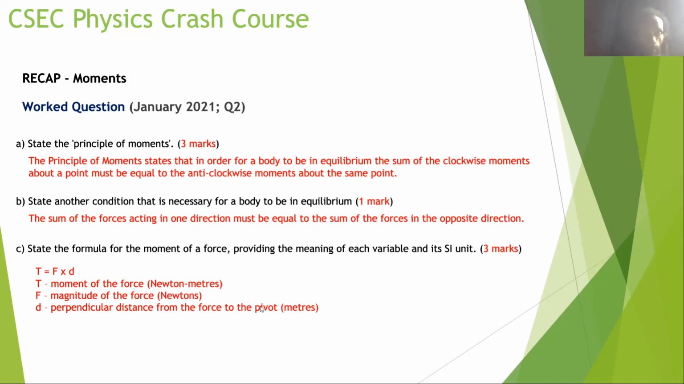And for the formula, we have T for moments, F for force, of course, and d for distance. Please note the case that is used: uppercase T for moment and uppercase F for force. Distance is lowercase d. So this is the formula, and then we have the meaning of each symbol, with the SI unit in brackets. The SI unit is Newton meter.